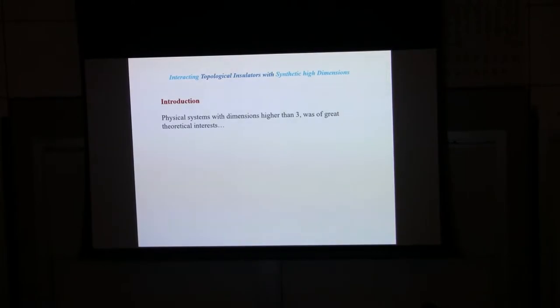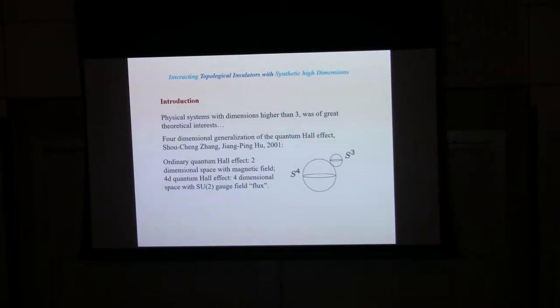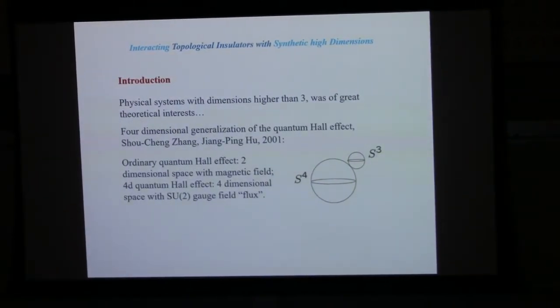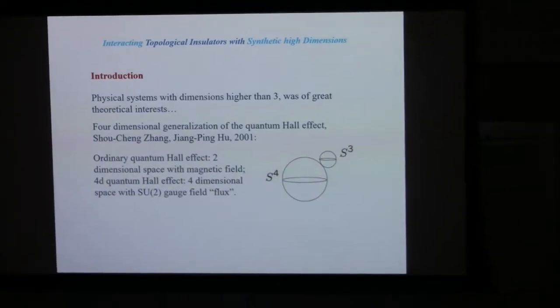One of the examples of studying higher dimensional physics within the condensed matter context was done by one of the most visionary physicists of our time, Shoucheng Zhang, and his student at the time, Jiangping Hu, in 2001. They generalized the quantum Hall effect from two dimensions to four dimensions. The quantum Hall effect in two dimensions is about a two-dimensional electron gas under a magnetic field. But the four-dimensional quantum Hall effect, in their generalization, is on a four-dimensional sphere with an SU(2) magnetic flux through the sphere. That's a very beautiful generalization, based on some very beautiful math called second Chern number math. So this is the first example of a higher dimensional exploration of beautiful physics.